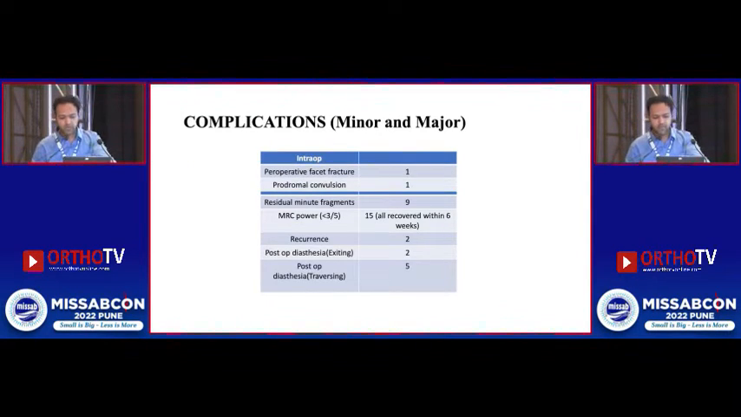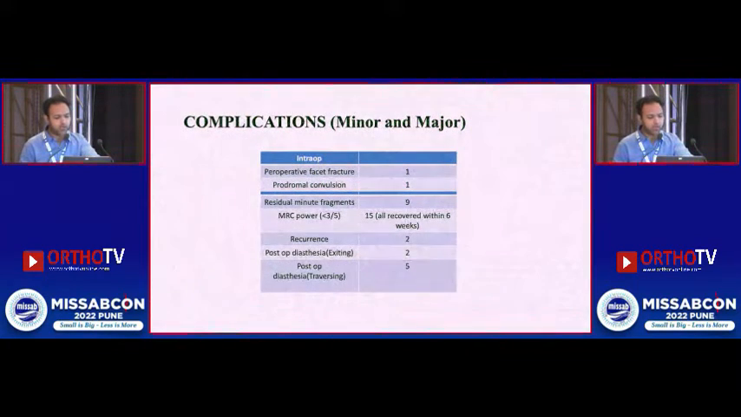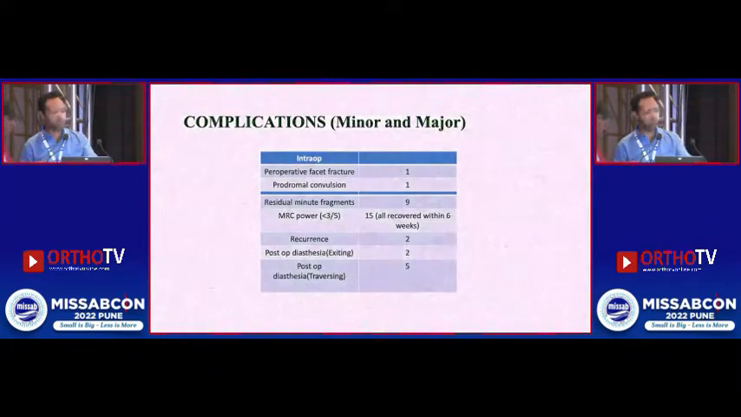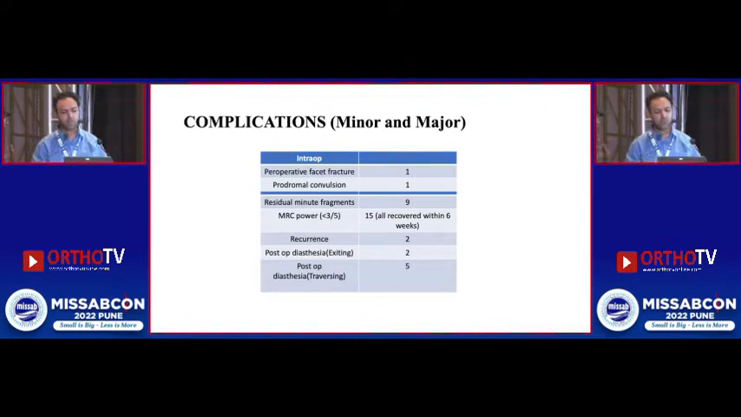These are the various complications noted in my study. Intraoperative facet fracture was seen in one patient, but the patient is absolutely fine. Intraoperative convulsion was seen in one patient. For that, we waited for 10 minutes and resumed the surgery.